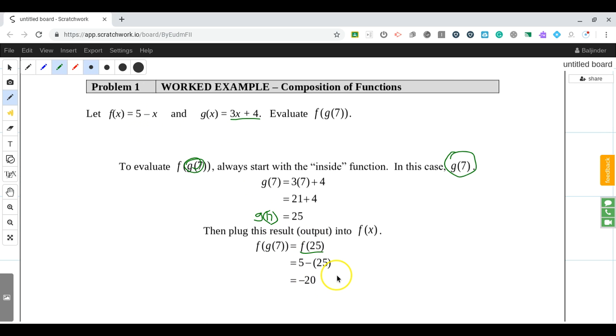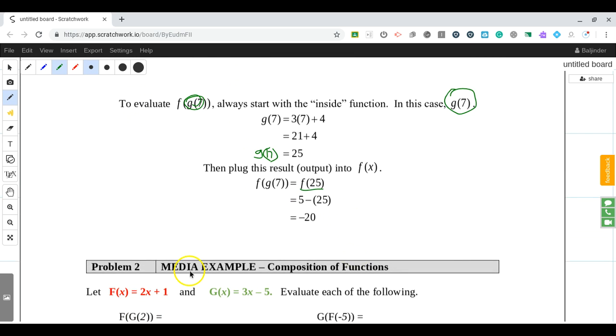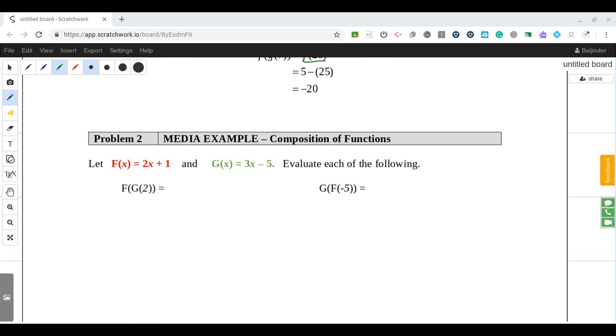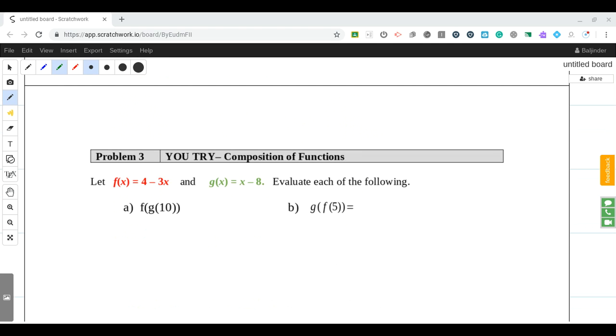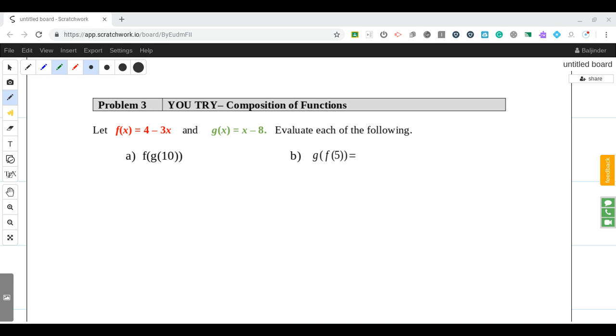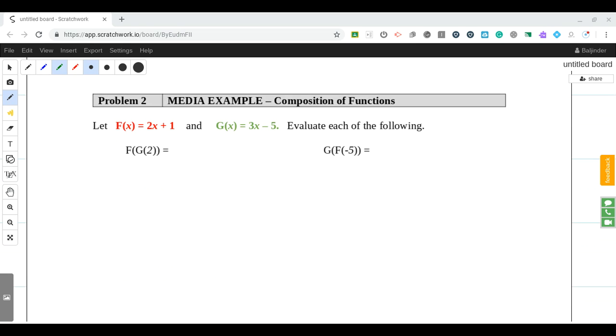And you get 20. So when you watch these two examples, I'm going to give you two more examples. In problem 2, we have an f function and a g function. I'm going to find f of g of 2. Then I will show you another example where you'll find g of f of 5 using the two different functions. And then you're going to try this on your own. So your assignment for today is basically to try these two problems on your own on a separate piece of paper, and you're going to email that back to me using Google Classroom.